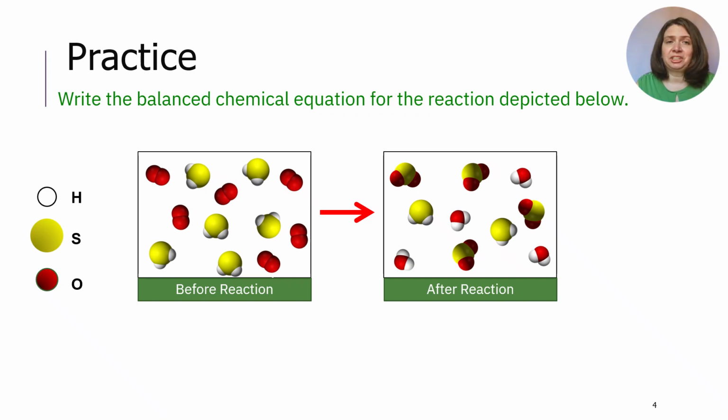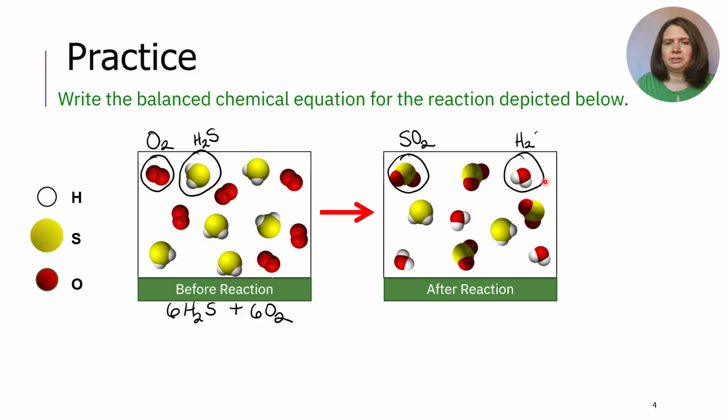Take a moment to look at the particle diagrams shown here and try to write a balanced chemical equation for the reaction that occurred. In the before picture, we have 6 molecules of hydrogen sulfide and 6 molecules of oxygen gas. In the after picture, we have 4 molecules of water and 4 molecules of sulfur dioxide and 2 molecules of hydrogen sulfide remaining.